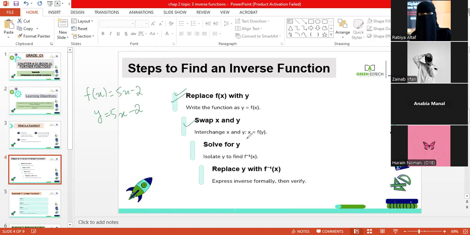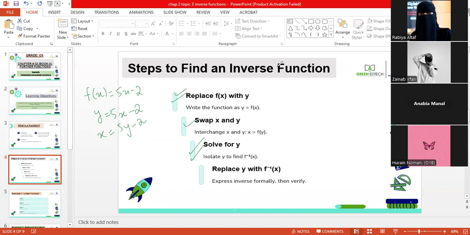After interchanging x and y, we need to isolate y on one side. I would recommend please note down these steps so that it will be easy for you to solve the exercise questions, right? So the next step is you need to isolate y on one side, or you can say you need to make y the subject of this whole formula. Like after swapping, it will be x equals 5y minus 2. And then you need to make this y the subject. After making it the subject, you need to replace y with f inverse of x. These are the simple steps to find the inverse function.